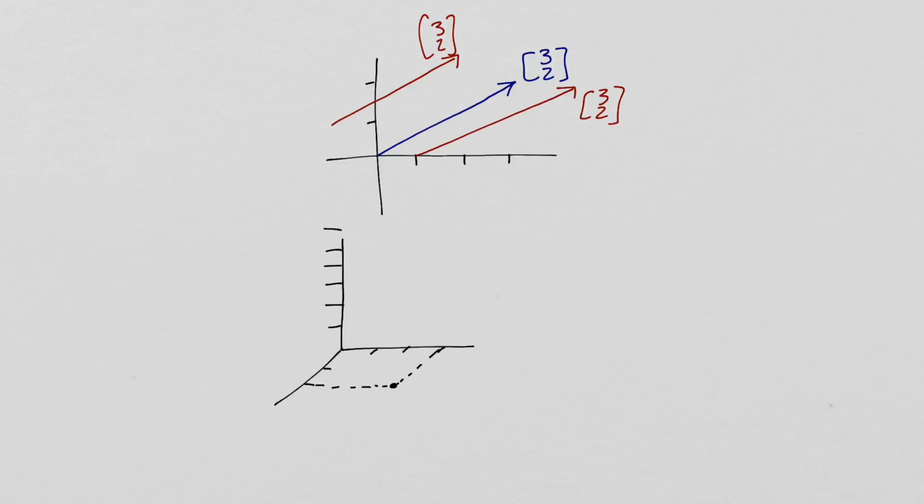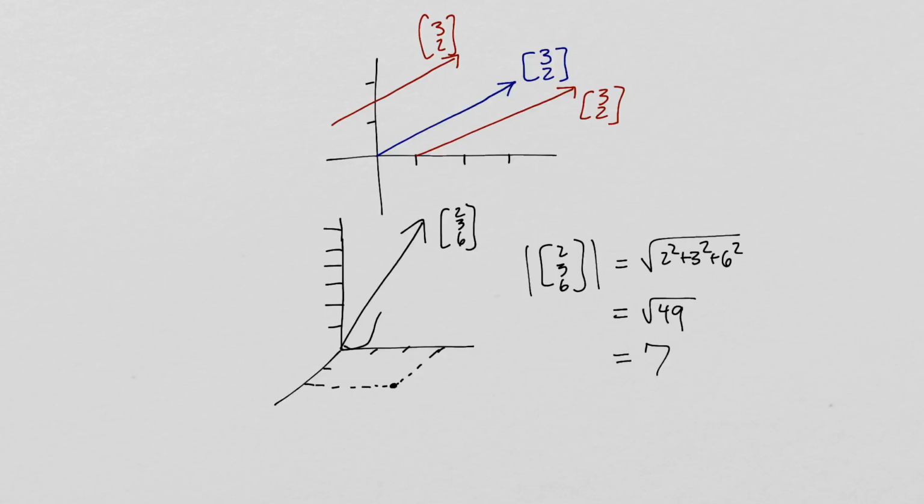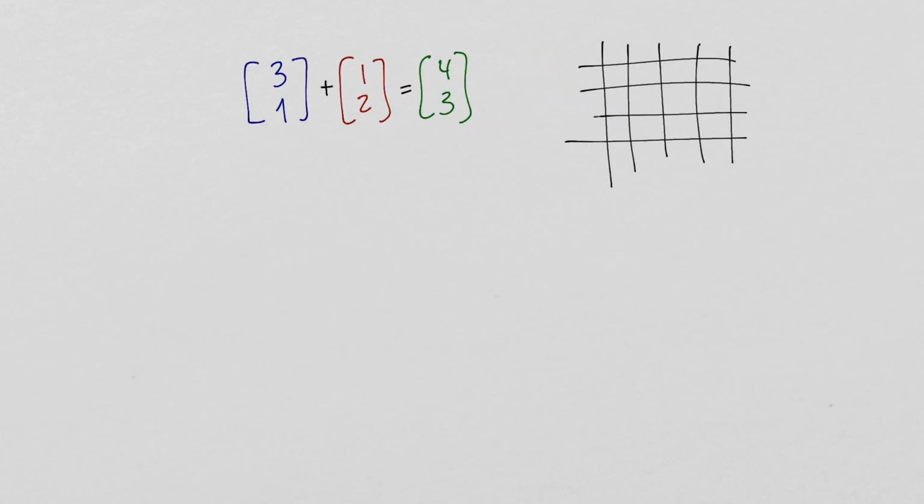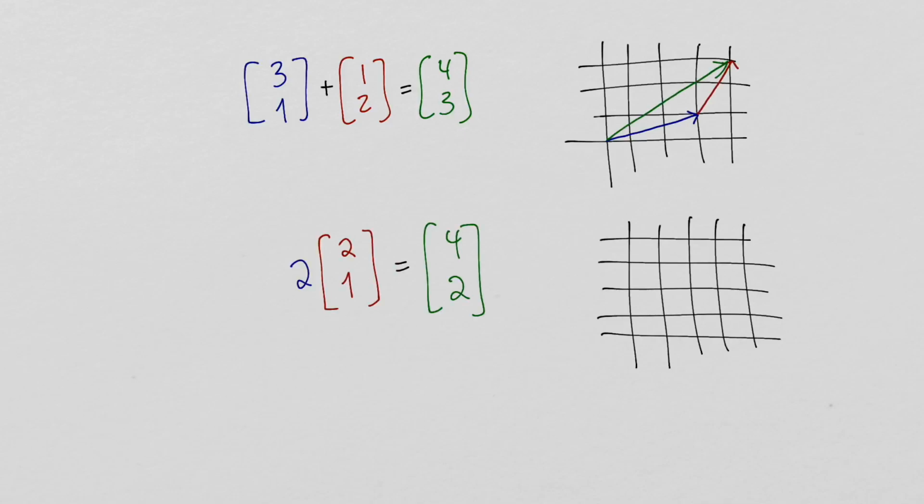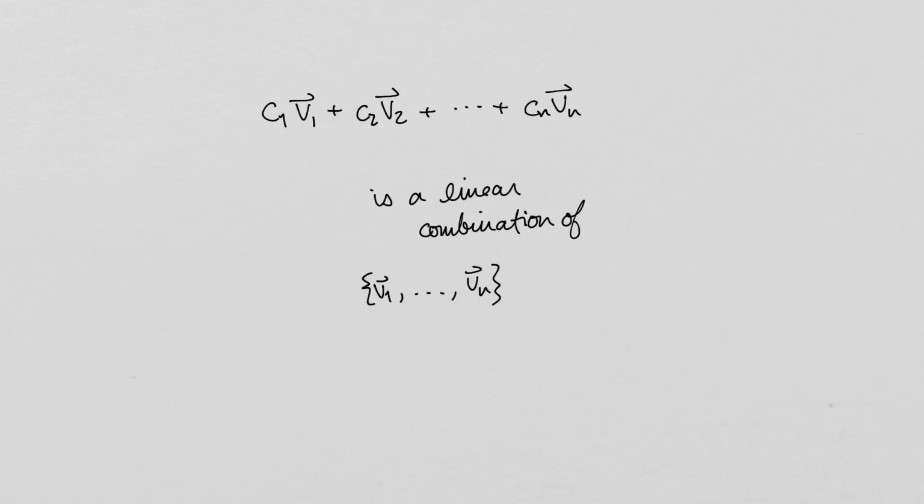The length of a vector is the length of its arrow. The fundamental vector space operations are addition of two vectors and multiplication of a real number, also known as a scalar in this context, and a vector. A linear combination of a list of vectors is a sum of scalar multiples of those vectors. The scalars are called the weights of the linear combination.